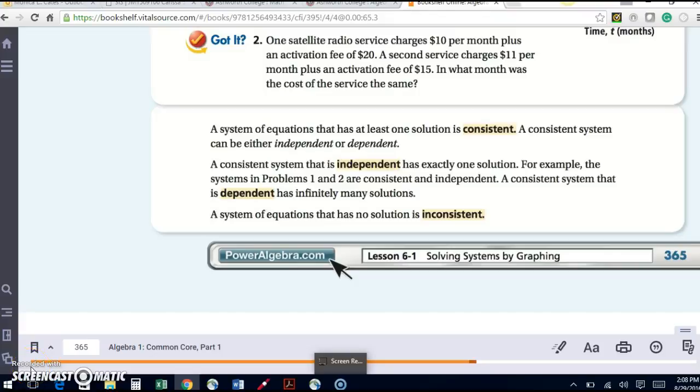Okay, let's go on in lesson 6-1, solving systems by graphing. It says a system of equations that has at least one solution is consistent. A consistent system can either be independent or dependent. A consistent system that is independent has exactly one solution. For example, the systems in problem 1 and 2 are consistent and independent. A consistent system that is dependent has infinitely many solutions. A system of equations that has no solution is inconsistent.